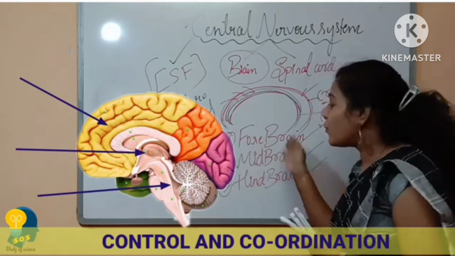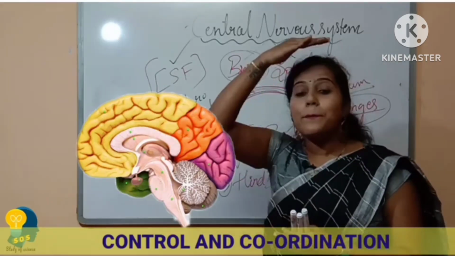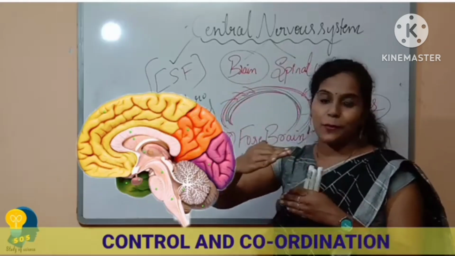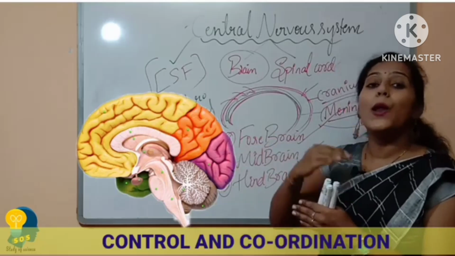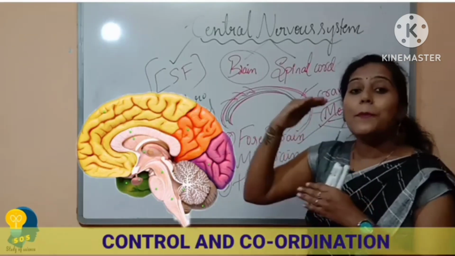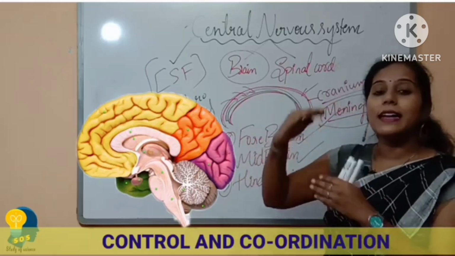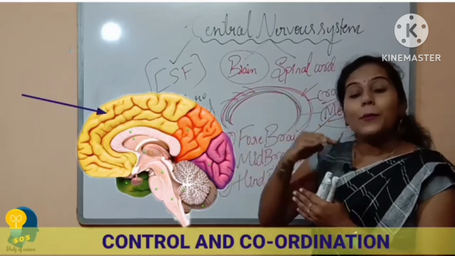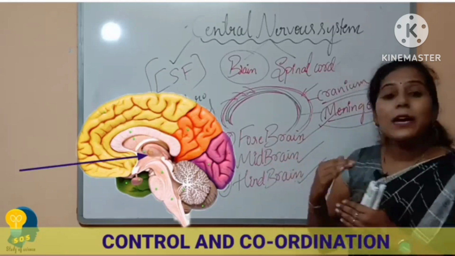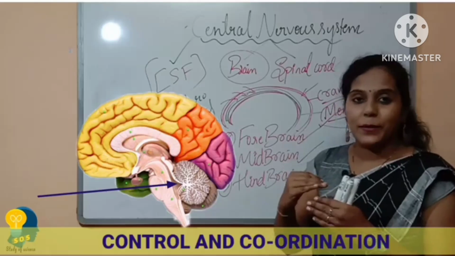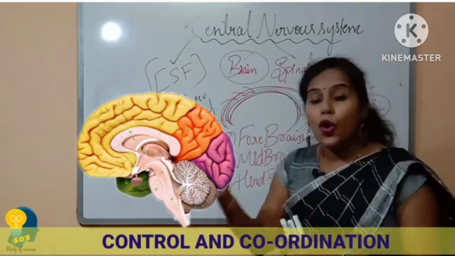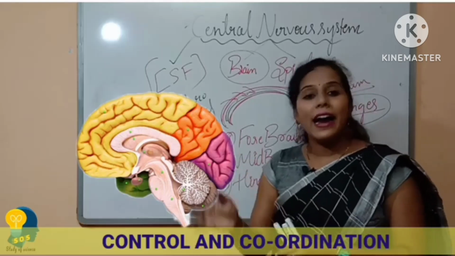The name itself says the forebrain is the upper part of the brain. The midbrain is the middle part of the brain. The hindbrain is the lower part of the brain. Clear? Where is the forebrain? It is present in the upper region. Midbrain is present in the middle region. Then hindbrain is present in the lower region. So we are going to mainly focus on these 3 things, that is forebrain, midbrain and the hindbrain.